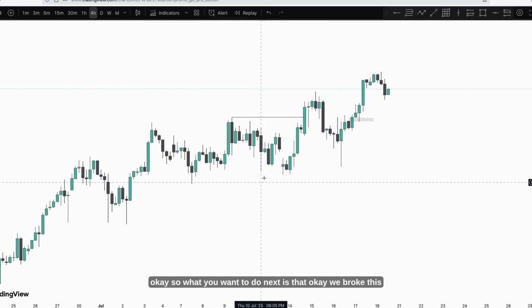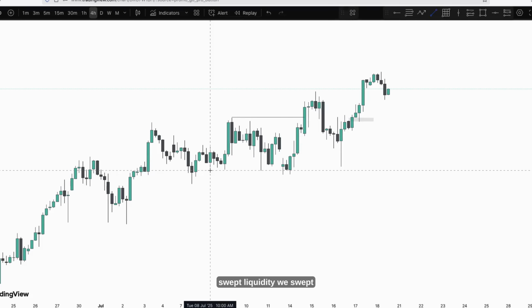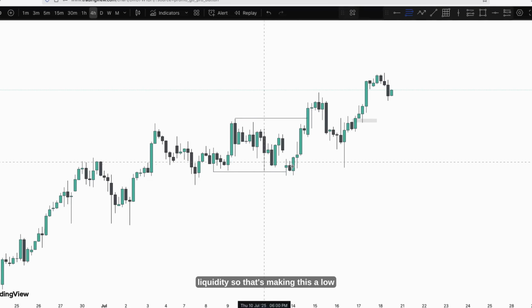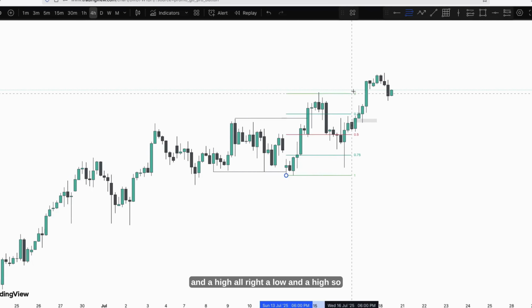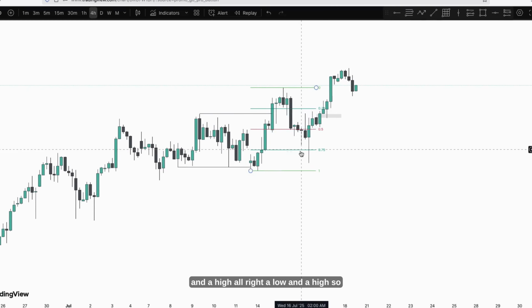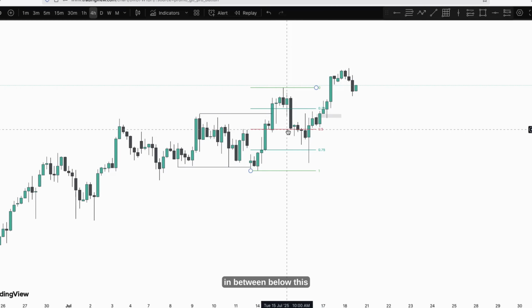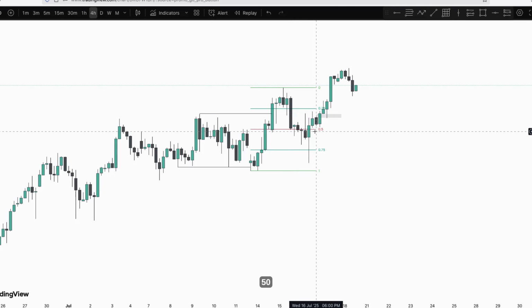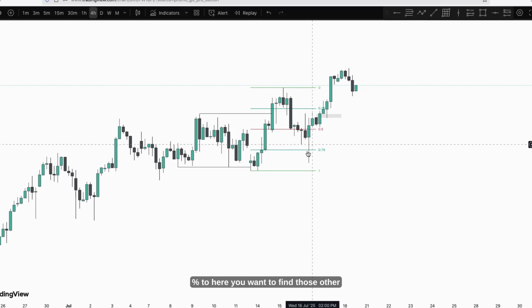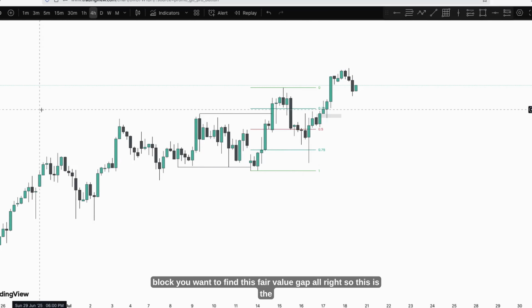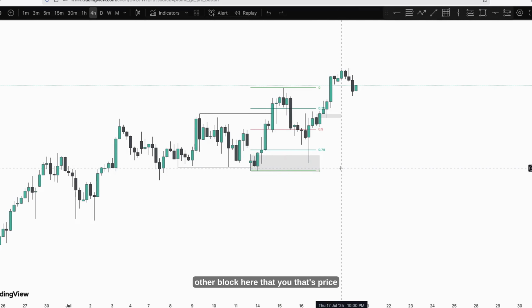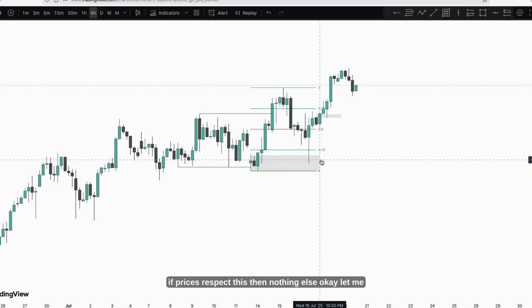Okay, so what you want to do next is that, okay, we broke this high. What did price do before we broke the high? We swept liquidity. So that's making this a low and a high. All right, a low and a high. So in between, below this 50%, to here, you want to find those other blocks. You want to find those fair value gaps. All right, so this is the other block here that's price. If price disrespects this, then nothing else. Okay, let me delete this.